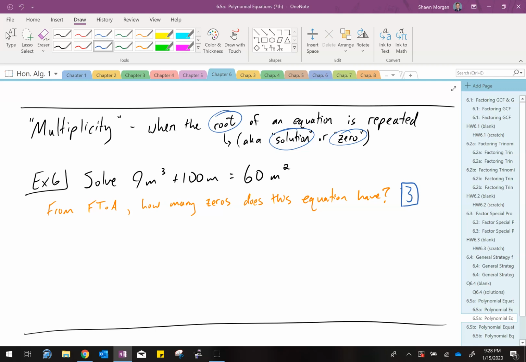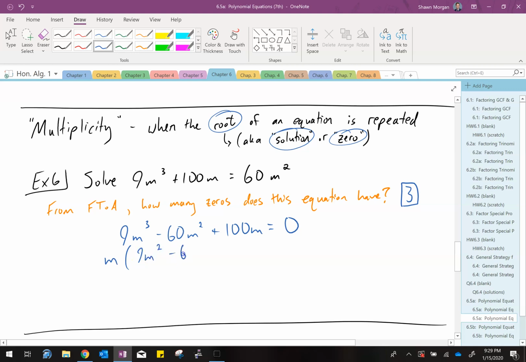And the way that we go about solving this equation is, in fact, very similar, if not exactly like some of the earlier ones that we've looked at, where I subtract 60m squared from both sides to put it in a nice, neat format, and then I go to town factoring it. You might notice in this case that there's a factor of m that could be taken out. We're left with 9m squared minus 60m plus 100.